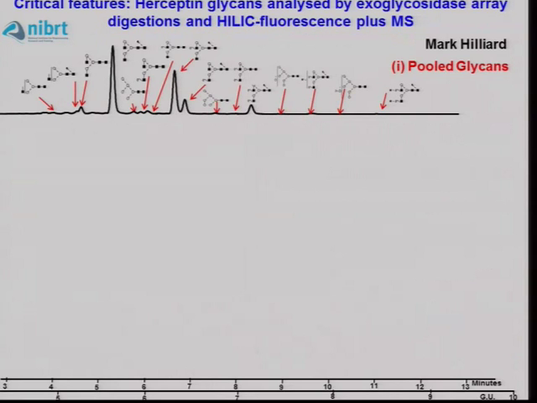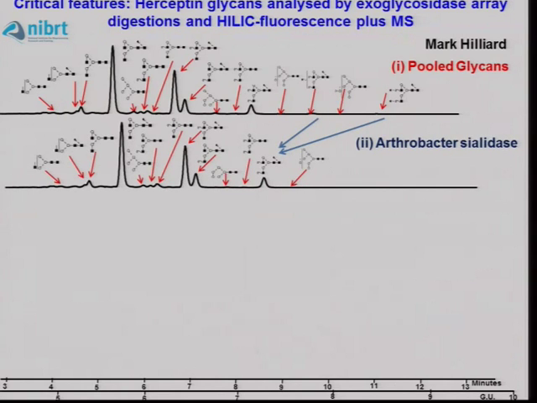So now I'm going to show you an analysis of Herceptin. So this is to find the critical features of Herceptin glycans and analysed by exoglycosidase array digestions in this slide. So this is the released glycan pool, nothing done to it, just these peaks here. They're assigned because we did the complete analysis and then put the assignment onto these peaks. But in the beginning, of course, you won't have those assignments. You'll just have preliminary assignments that you get from the glucose unit database.